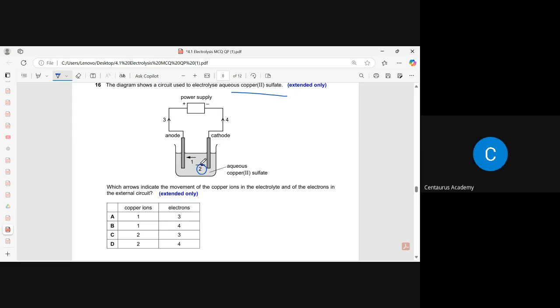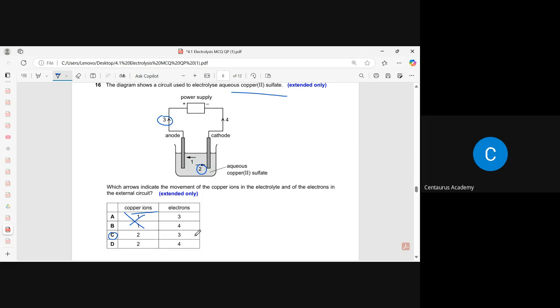Very good explanation. So yes, this is the right answer, option C. Copper ions, since they are cations, are going to be attracted towards the cathode, which means that the cation movement is always towards the cathode, which correlates with 2. So you can absolutely eliminate options A and B, which means your answer should be either C or D.